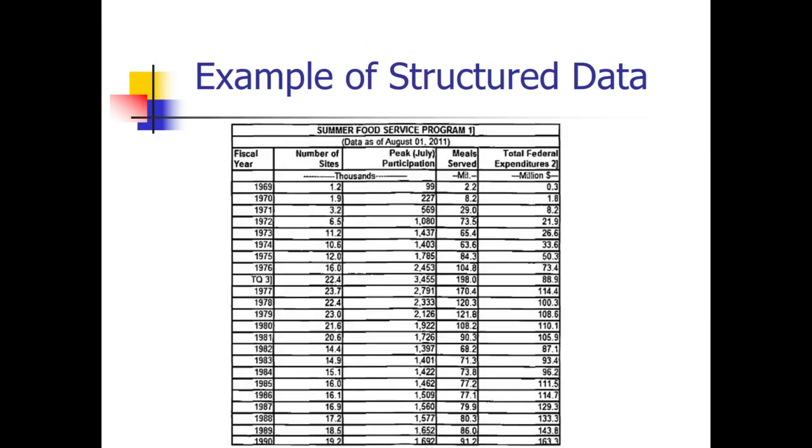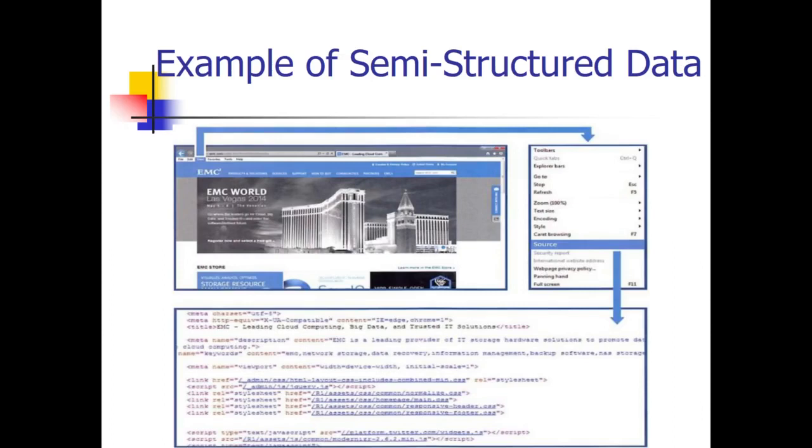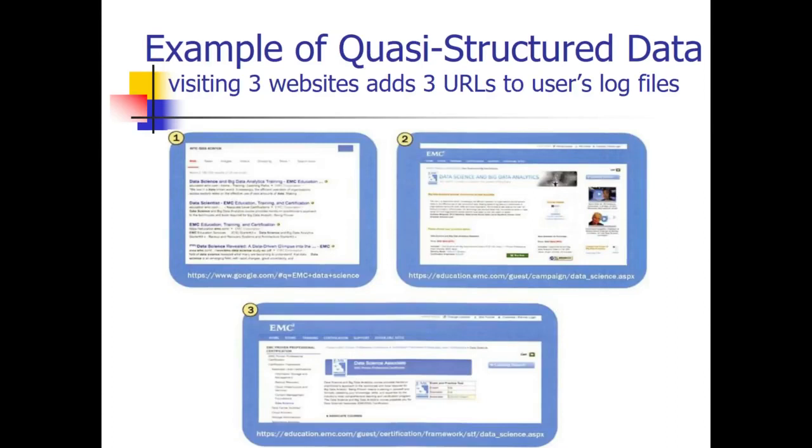This is the example of structured data. If you see, each and every column has its name. Example of semi-structured data: here the data has a collection of images as well as some code and some text. So this is called semi-structured data. Next, quasi-structured data. If you take any kind of search results from Google, some images will be there mixed with text also. So this comes under quasi-structured data.